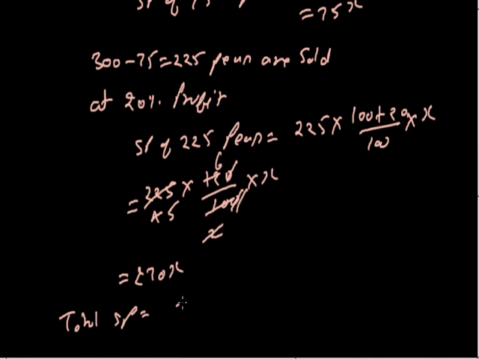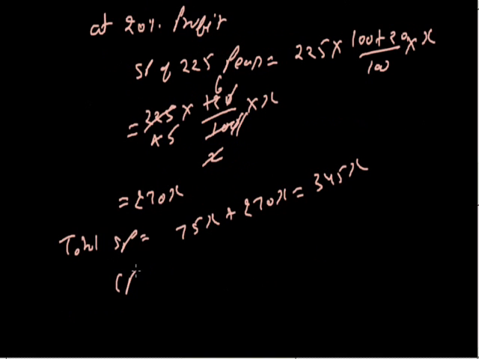Now the total SP should be 75x plus 270x, which comes to be 345x. CP, as we already know, is 300x.